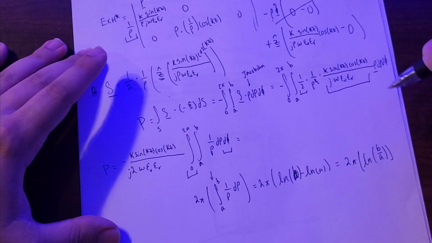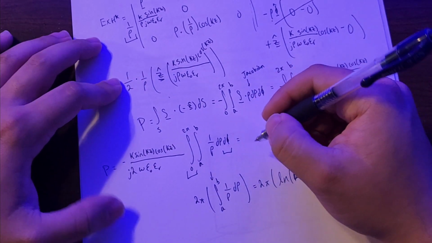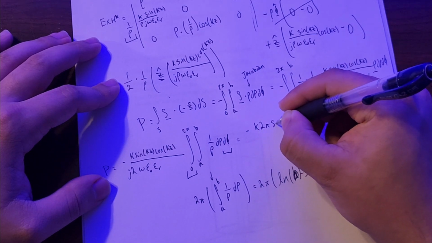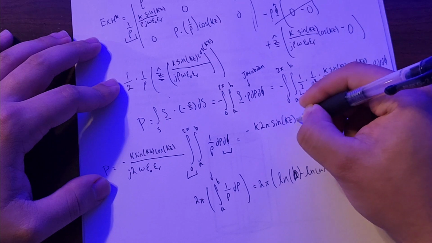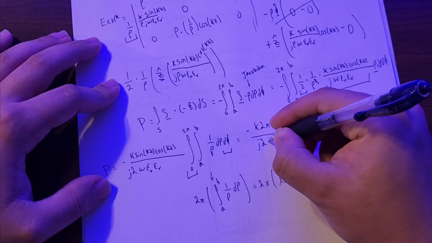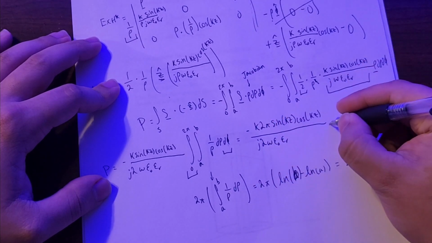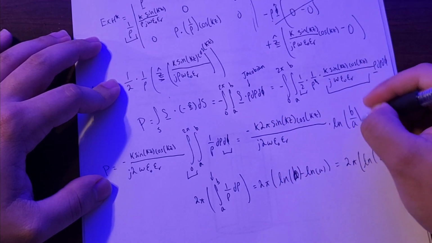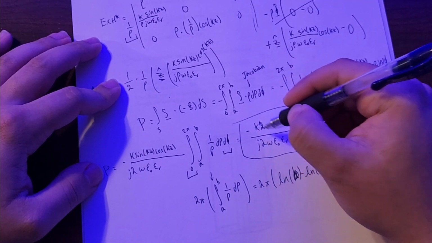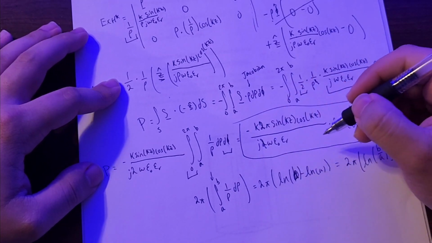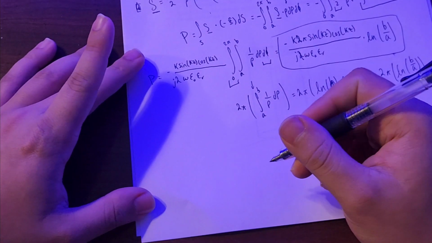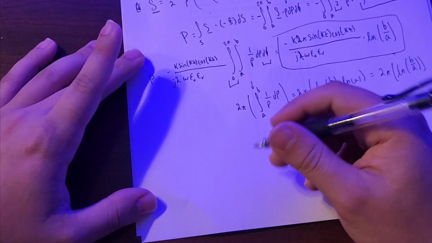So what this would be equal to is the 2's here. I'll show you the whole thing here. Negative k 2 pi, we're moving that 2 pi up to the top, sine of kz cosine of kz divided by j 2 omega epsilon naught epsilon r times natural log of b over a. So this we can leave as complex power if we want. We can also cancel out the 2's here, and that would be the equation. Now it's not asking for complex power. Technically it is, but it's asking for the time average power in watts and the reactive power.